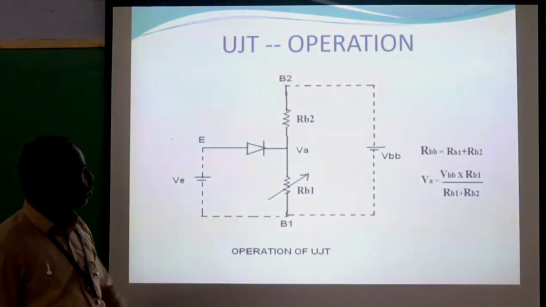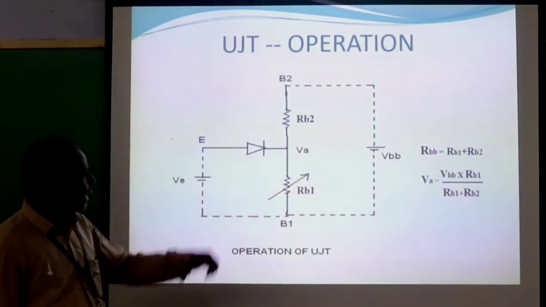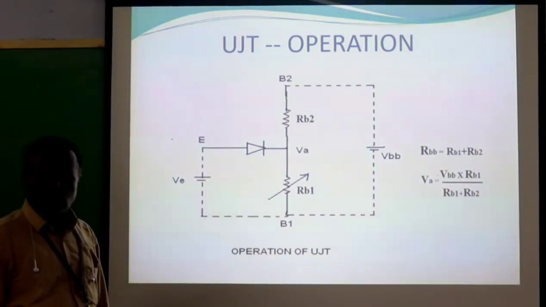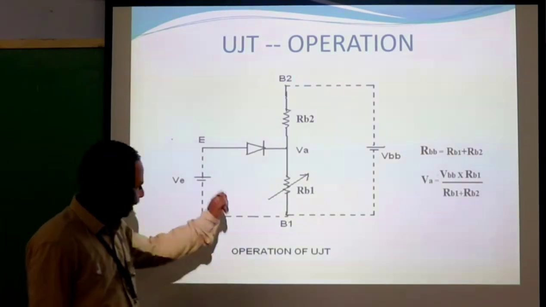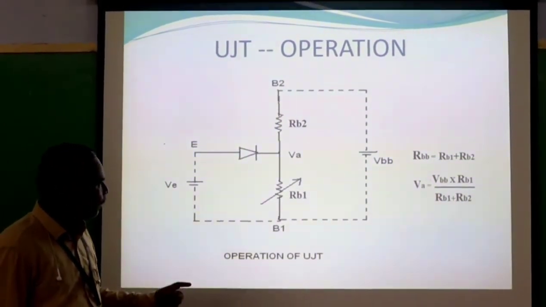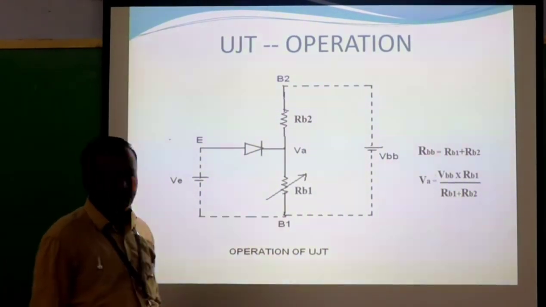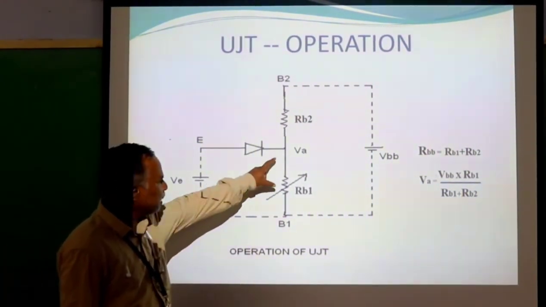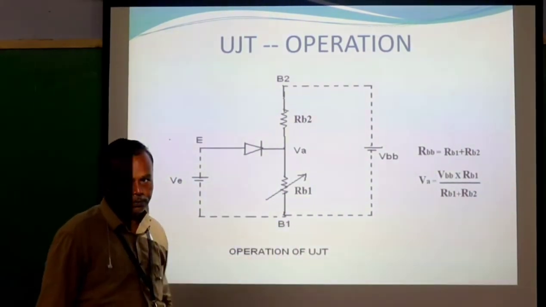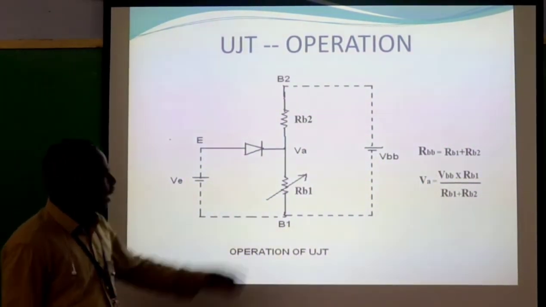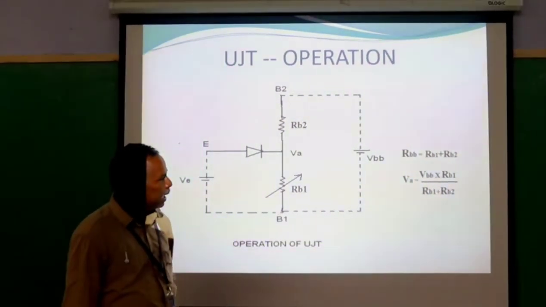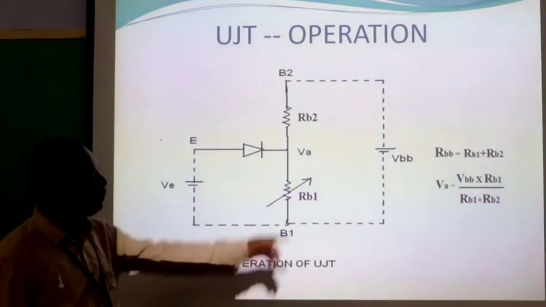Therefore, the current flow through the bar is VBB divided by RB1 plus RB2. The voltage at the point A is VBB divided by RB1 plus RB2, into RB1, because the potential at A is the current flowing through RB1, into RB1. Therefore, VA, the voltage at the point A, is equal to VBB into RB1 divided by RB1 plus RB2.